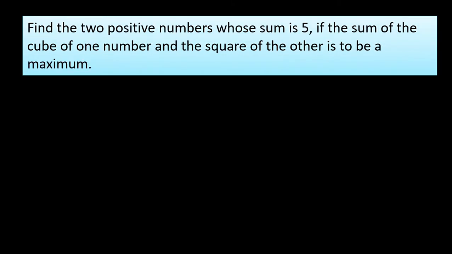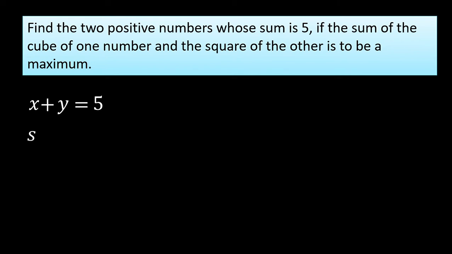And then, let's try another problem. Find the two positive numbers whose sum is 5 if the sum of the cube of one number and the square of the other is to be maximum. Take note that the problem asks for two positive numbers. Again, they are denoted by variables. Let's denote them as x plus y, the two positive numbers whose sum is 5, so that is equal to 5.